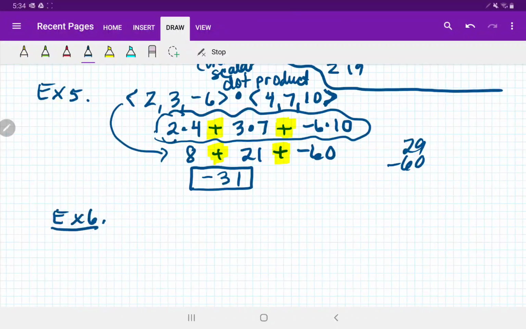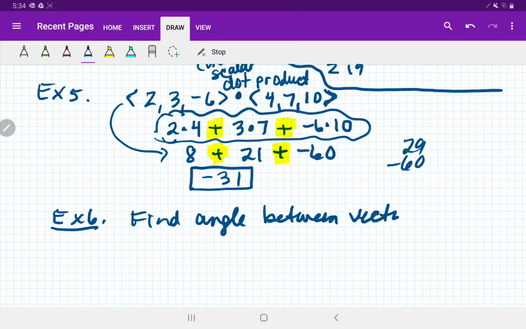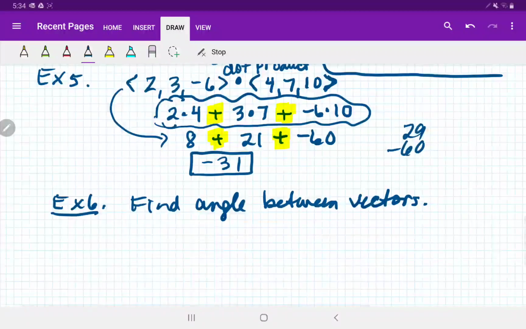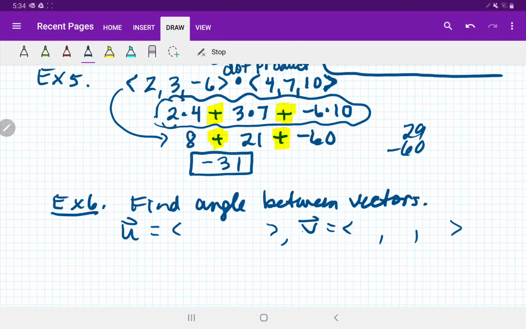Okay, example 6. This is also from 2D. It said find the angle between the vectors. Do you remember what the angle between the vectors was? You had a vector U, and you had a vector V. How did you find the angle between the vectors?